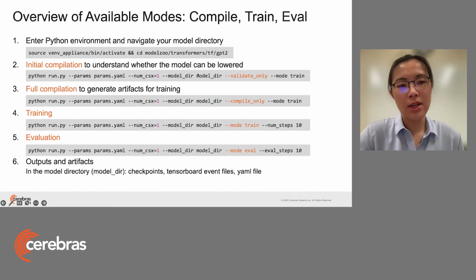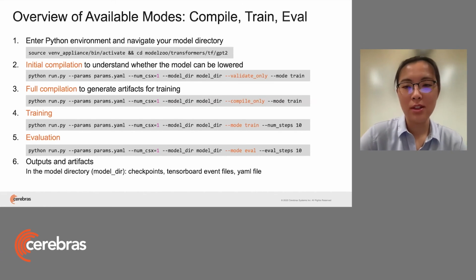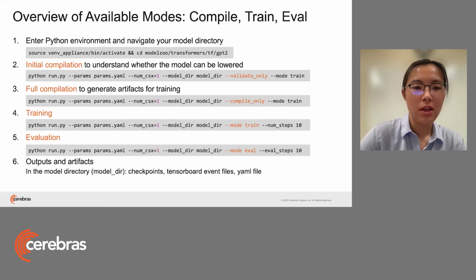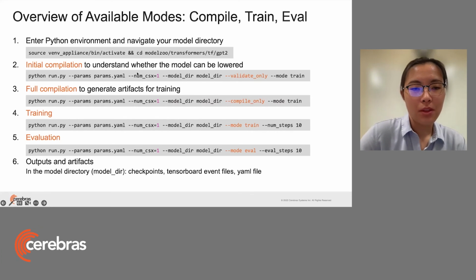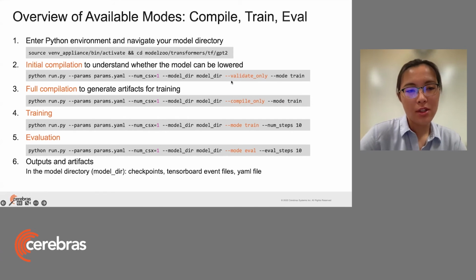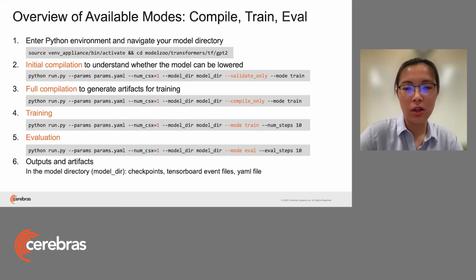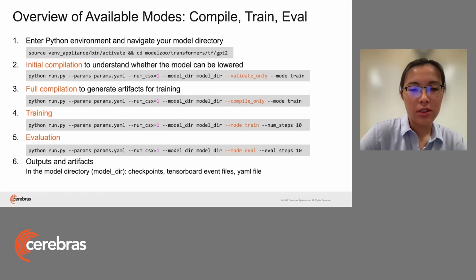There are a few modes that users can run: compile, train, and eval. Within your Python environment, after you have navigated to your model directory, there are several things you can do. With this command, and specifically with the validate only flag, you can do an initial compilation just to understand whether the model can be lowered to the hardware. And with the compile only flag, you can do a full compilation to generate artifacts for training.